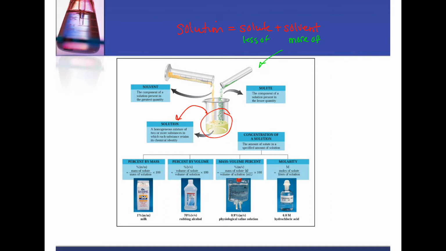And here, since we can't tell the difference between the components when they've been mixed together, it makes a homogeneous mixture. This is a good time to review heterogeneous and homogeneous, those words that we use to describe matter that we learned in Chapter 1.